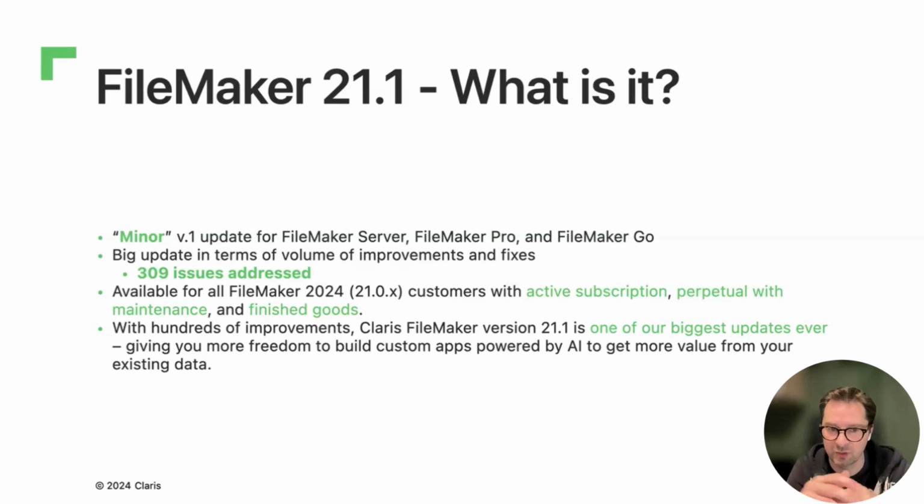Anyone who has a FileMaker 2024 active subscription contract, a perpetual license with maintenance, or a finished goods license will be able to get it. If you go on the website under the download resources, or to your ESD, which is your software download page, you'll be able to get the latest update for your Mac, for your Windows, and for your Linux. There's a huge amount of updates that we have to talk about.